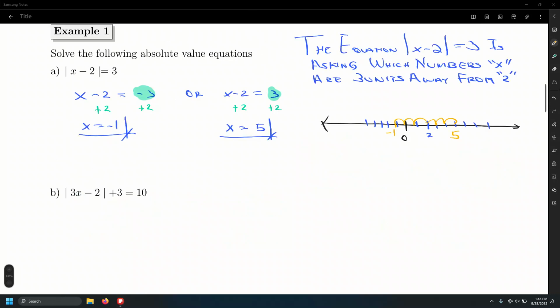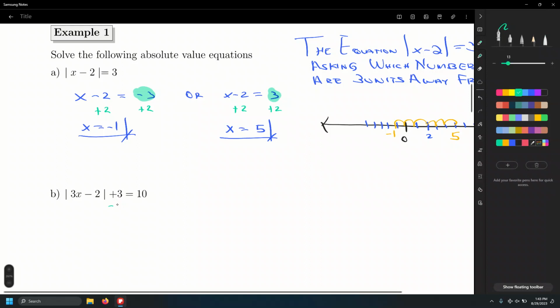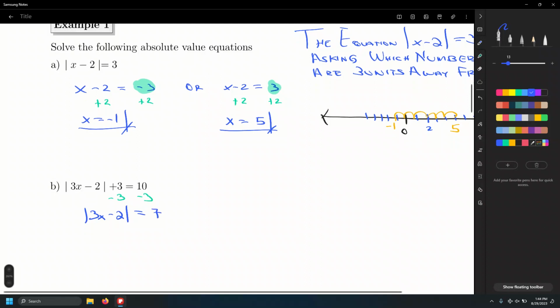Right? So let's look at letter B. The difference between exercise A and B is that exercise A was ready to be split into 2 equations because we already had the absolute value term by itself. Here, we don't have that absolute value term. So for now, first let's subtract the 3 on both sides. That's going to leave us with the absolute value of 3x minus 2 equals 10 minus 3, which is 7. It is from here that we break it up into 2 equations.